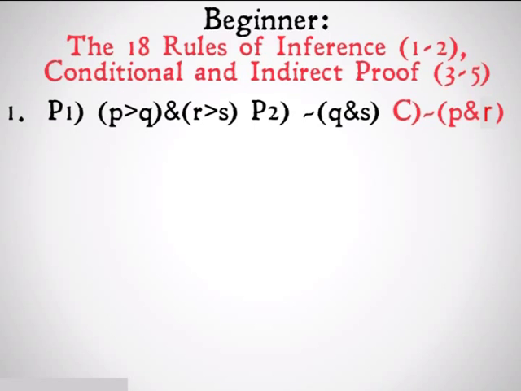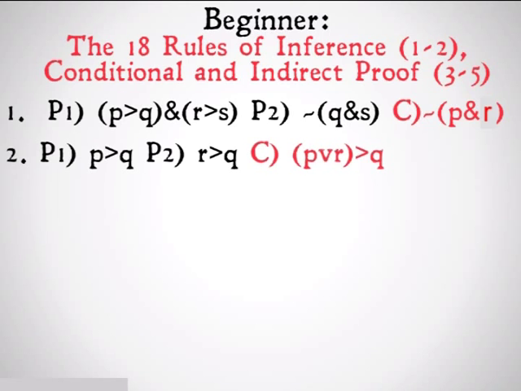First one is P implies Q and R implies S. It's not the case that Q and S, therefore, it's not the case that P and R. The next one is P implies Q, R implies Q, therefore, P or R implies Q. These first two problems, I strongly encourage you to do these with only the 18 rules of inference. You don't even need conditional or indirect proof in order to solve these problems.